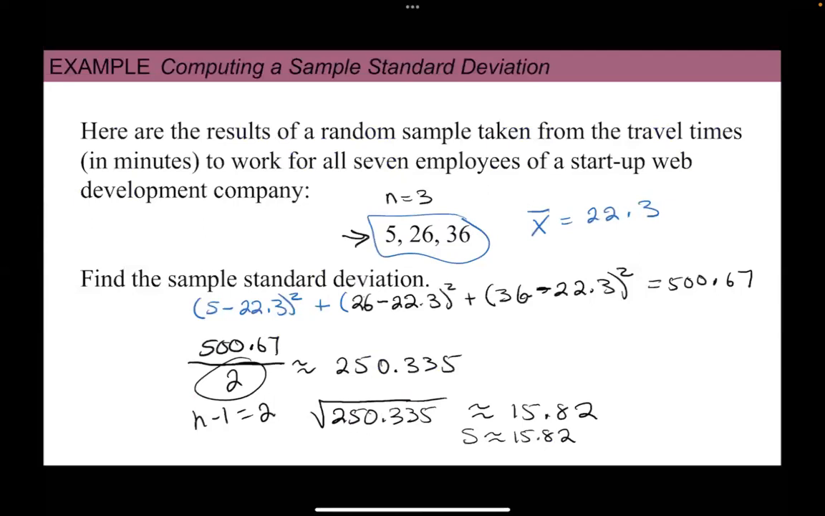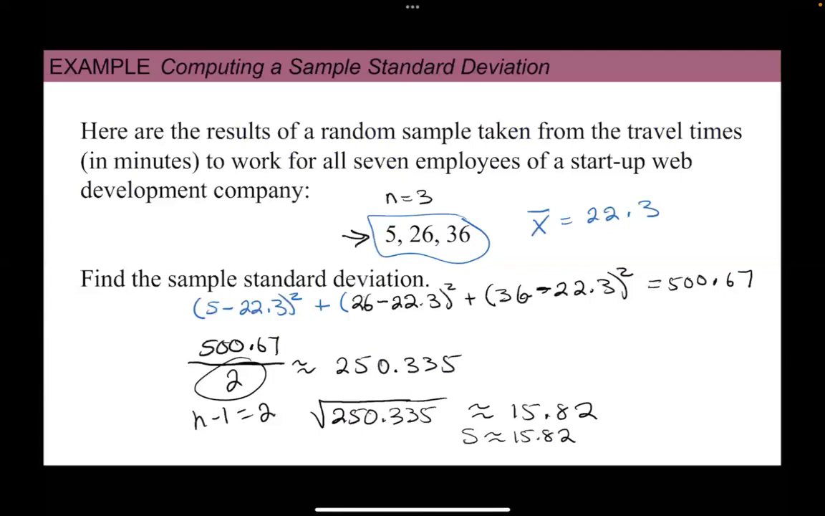So if I had a sample size of 6, I would divide by 5. You divide by 1 less than your sample size. Sorry, I said if I had a sample size of 6, you would divide by 5. Yes, just whatever your sample size is, divide by 1 less than that. Does that help? Okay, good.